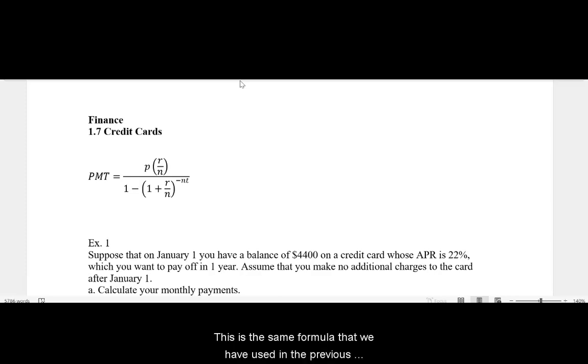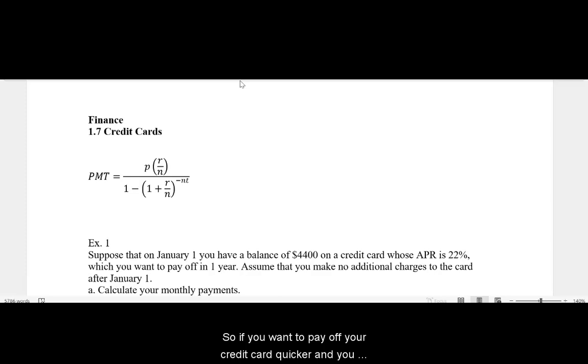This is the same formula that we have used in the previous two videos when we were looking at mortgages, student loans, auto loans, and so forth. So if you remember or recall, in a previous video, I talked about how with credit cards, they give you a minimum payment that you have to make each month. However, the majority of that minimum payment is going to be going to interest and very little to the principal.